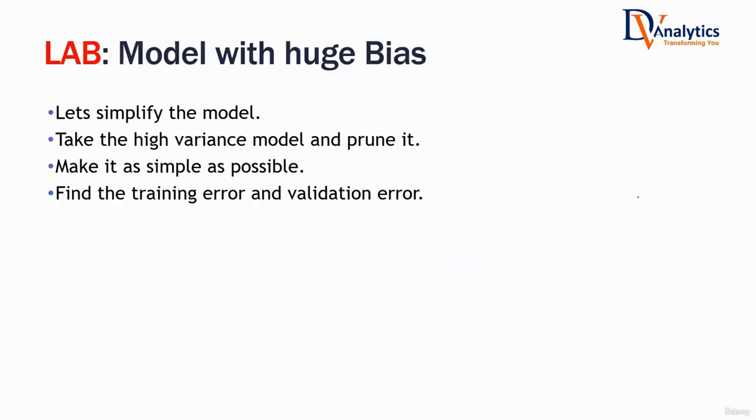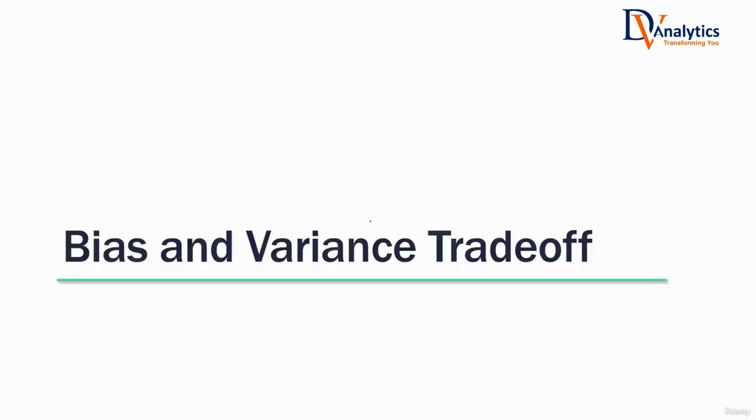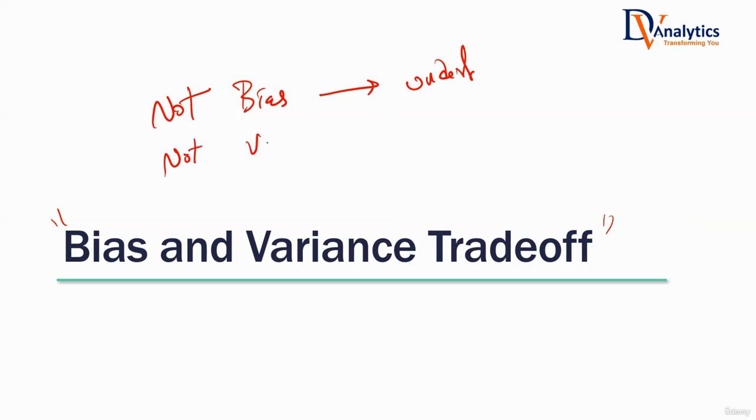And we know how to get that, isn't it? Bias variance trade-off means what? It should not have high bias. That means the model should not be underfitted. It should not have very high variance. That means the model should not be overfitted. It has to be optimal. That is known as bias variance trade-off. How do you do that?